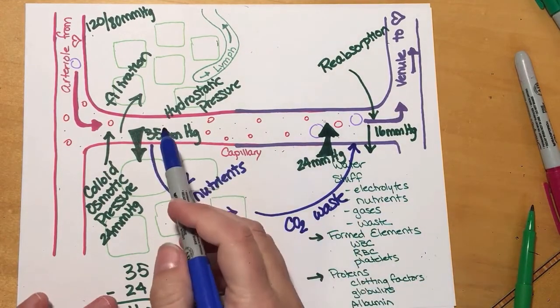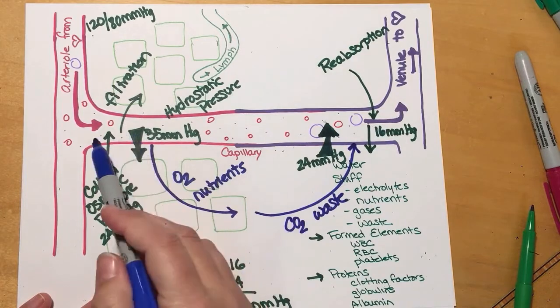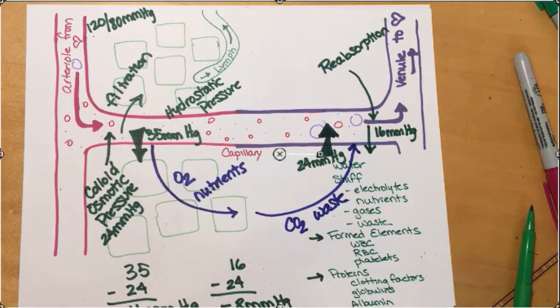The decrease in hydrostatic pressure across the capillary is a result of the loss of blood volume due to filtration of water out of the capillaries. Once that pressure has fallen low enough that osmotic pressure exceeds hydrostatic pressure somewhere around the middle of the capillary bed towards the venous side, we bring water and waste back to the blood via osmosis.